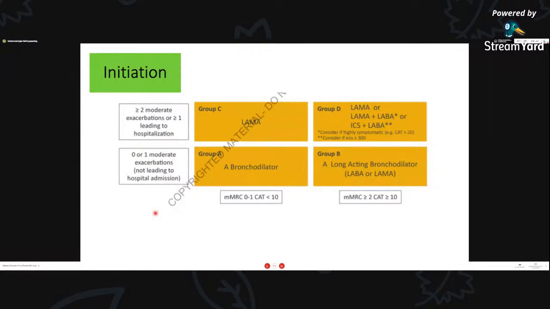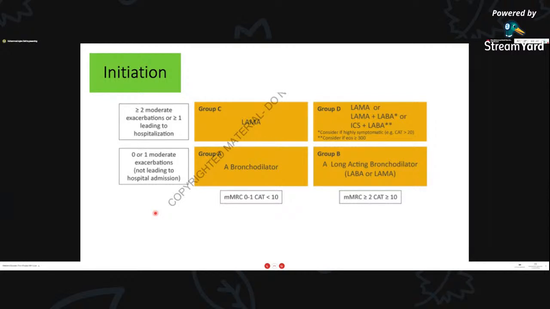So if the patient is in group A, it is shown that any bronchodilator is beneficial for the patient's condition. So we can start the patients on LABA, LAMA, or we can also start with SABA or SAMA. So it is going to be beneficial. Group B would be LABA or LAMA, either one, in the case of monotherapy.